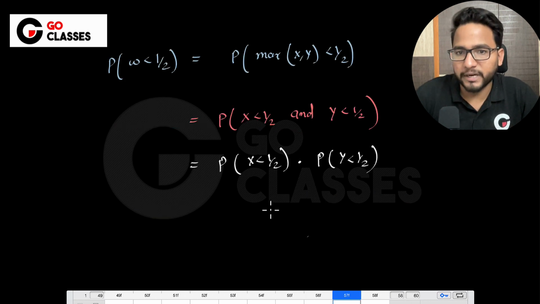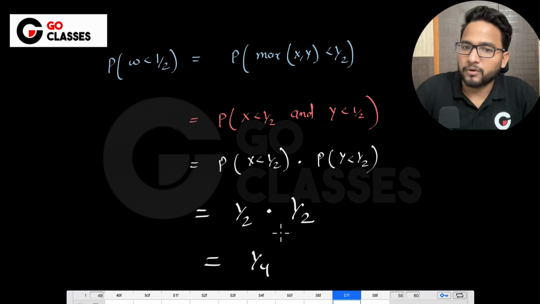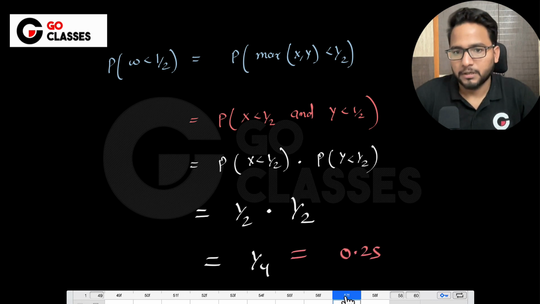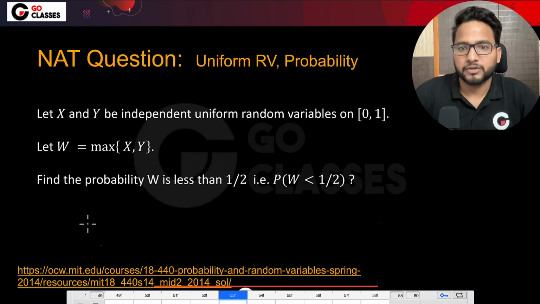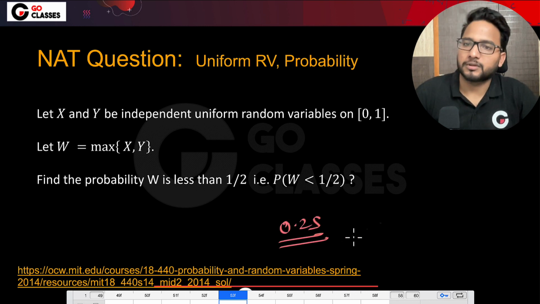So what is the probability that X is less than 1 by 2? It is 1 by 2. Similarly, Y less than 1 by 2 is 1 by 2. That's why it is 1 by 4, right? So 1 by 4 is the answer, which means 0.25. So let's see the question. Here the answer will be 0.25, right? So that's how you can solve this question.